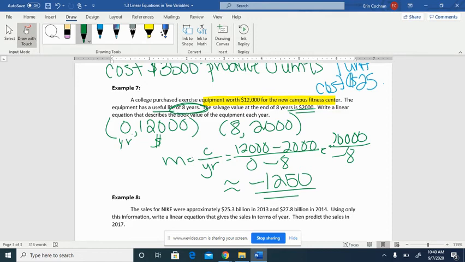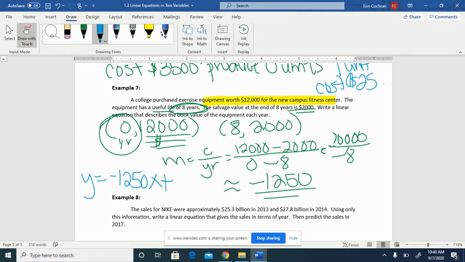Now, since my year is 0, don't I have my y-intercept? Yeah, because it's going to cost us $12,000 without even using it. So we have our slope, we have our y-intercept, so write our equation. y equals negative 1,250x plus 12,000. So what this is, every year I use it, I'm going to lose $1,250.